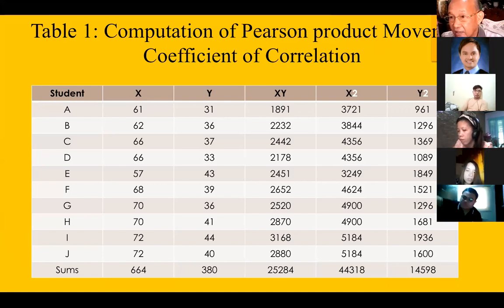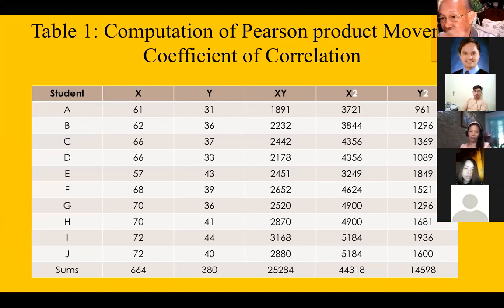Okay? You are also required to have an XY summation. So what do? You multiply your X value with the Y. 61 times 31 is 1,891. 62 times 36, you have 2232. Okay? You continue that until you finish the column. And then get the summation. You get a total. Summation XY is 25,284.